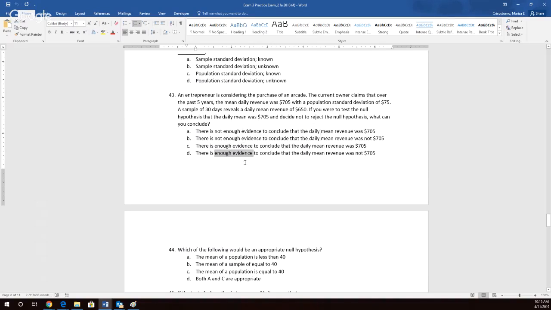So we know that C and D are incorrect. So now we're trying to decide just between A and B. Remember, we're testing against the null, so we're saying that there's not enough evidence to say that the null is not true. So in this case, we have the mean value was 705 or was not 705. Our null hypothesis is that the mean value was 705. We're trying to see if that is not true. So B is the correct answer here.